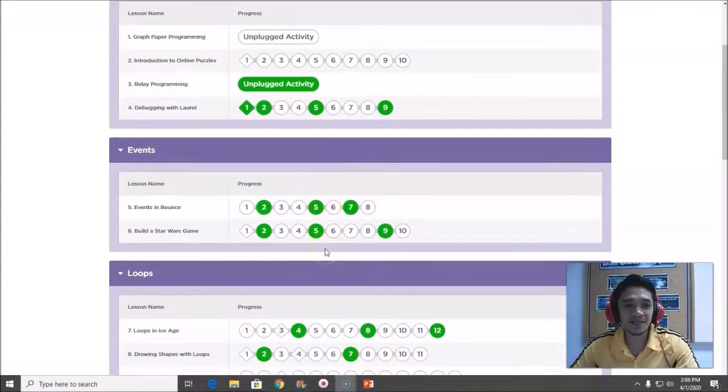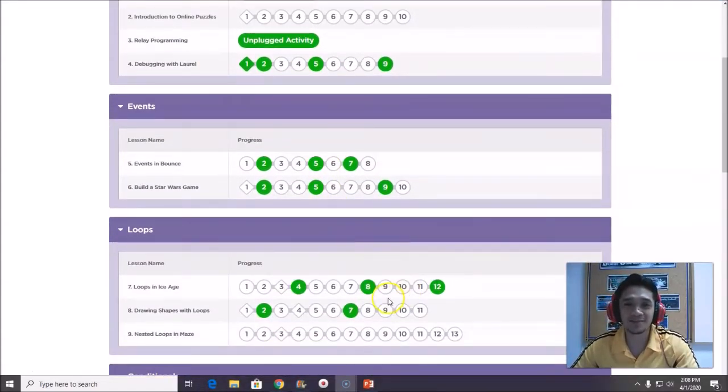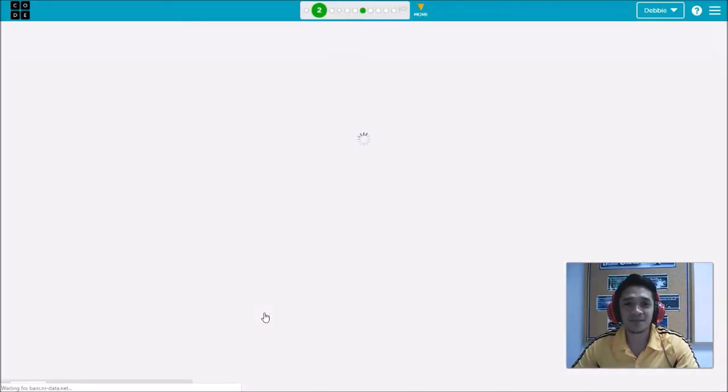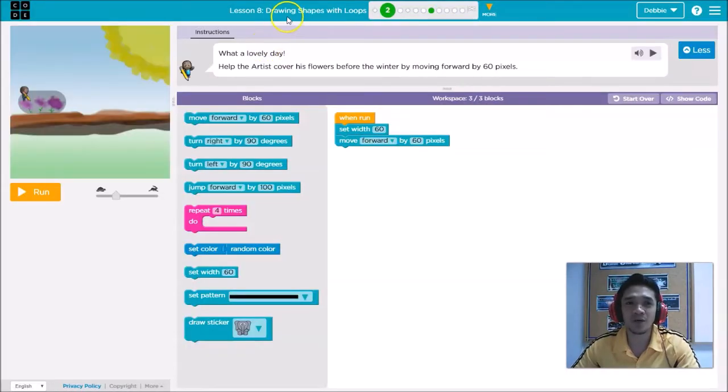So, last time we did the tutorial in lesson number 7. Now let's move on to lesson number 8, all about drawing shapes with loops. Remember, every time we solve our coding, we need to read the instruction first. Let's start. Instruction says, "What a lovely day. Help the artist cover his flowers before the winter by moving forward by 60 pixels."